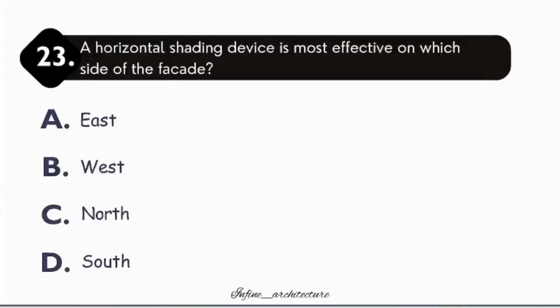A horizontal shading device is most effective on which side of the facade? The options are A, east, option B, west, option C, north, and option D, south. So the right answer will be option number D, south.